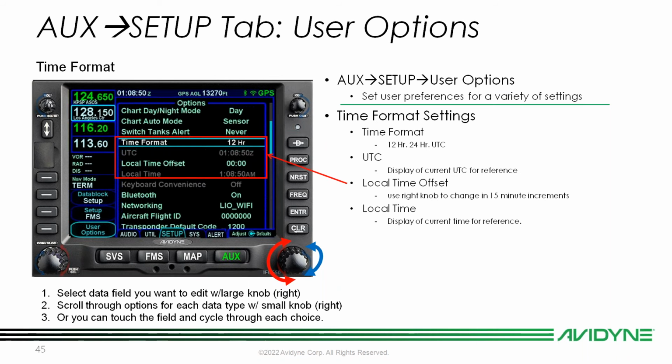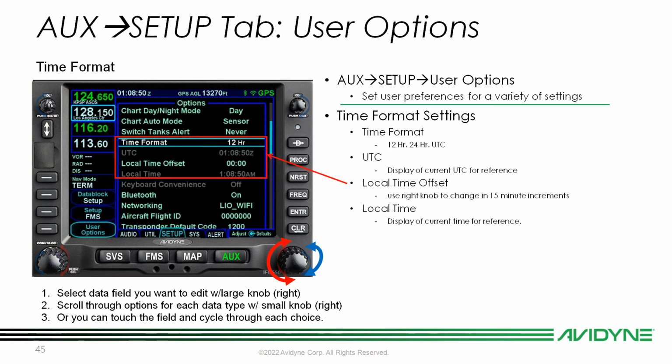Time format, we have a couple different options for that. We can set it up for 12-hour, 24-hour, or just showing straight UTC time. Obviously UTC, that's going to give you the current UTC for reference based on your GPS. That's where the IFD gets its UTC time from.